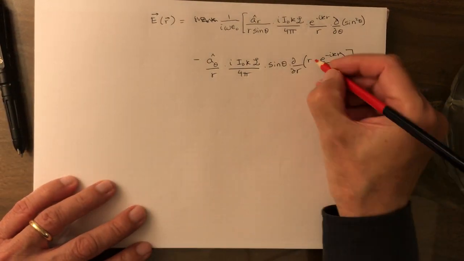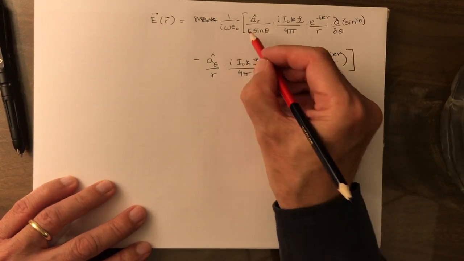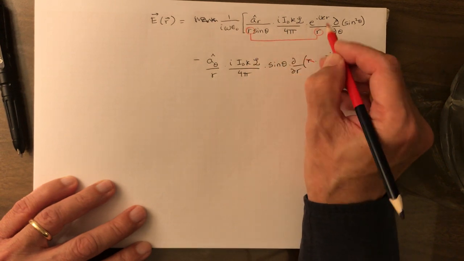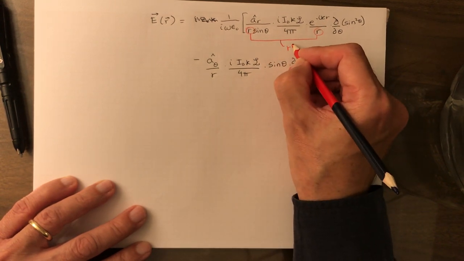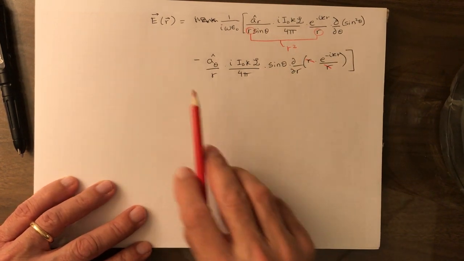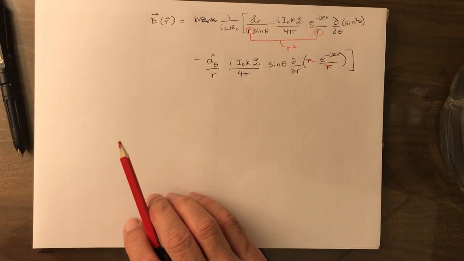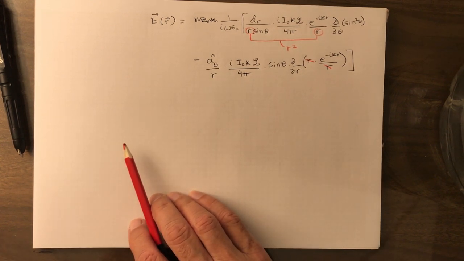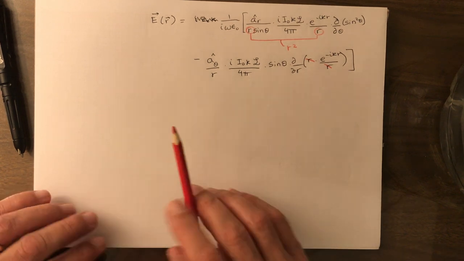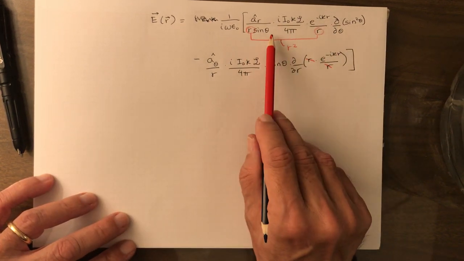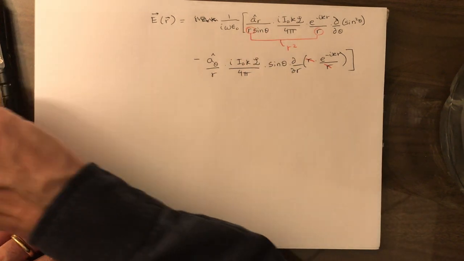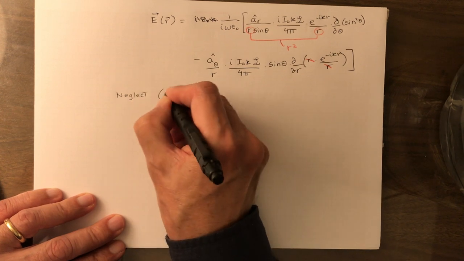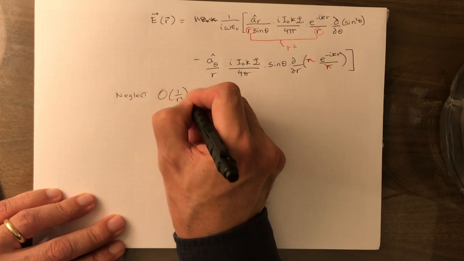So as before, we can do some combination of terms. Specifically, we can cancel this r with this r, and we can combine these two to notice something interesting, that is an r squared term. So now we're seeing an r squared term in terms of the electric field, just like we saw it in terms of the magnetic field earlier. So then what we can say is that that's going to be a 1 over r squared term. So let's go ahead and neglect terms of order 1 over r squared.